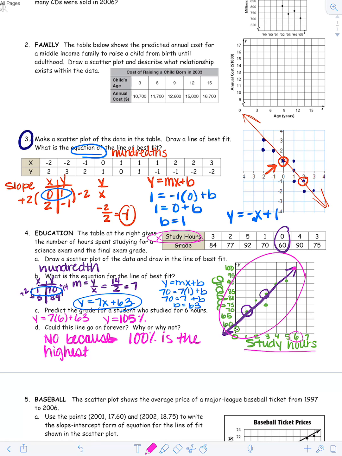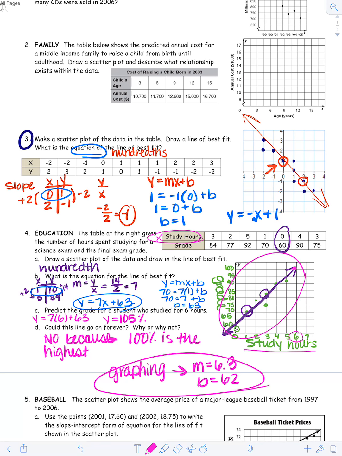Because when I put this in a graphing calculator, the graphing calculator, which is super precise, and this is what you'll do next year, the graphing calculator tells me that the slope is 6.3 and the y-intercept is actually 62. So the closer you are to something that's in a graphing calculator, the better your answers are.